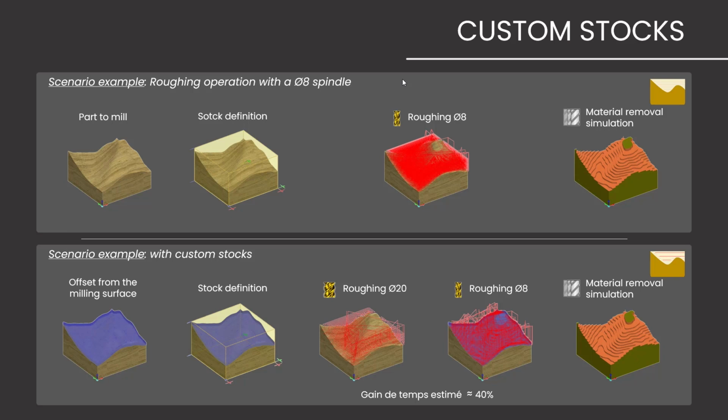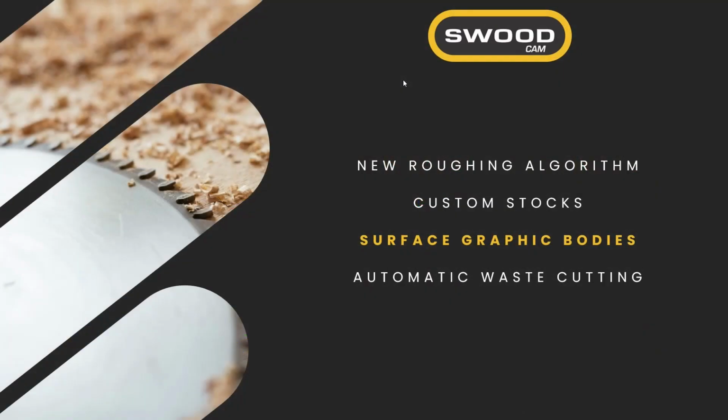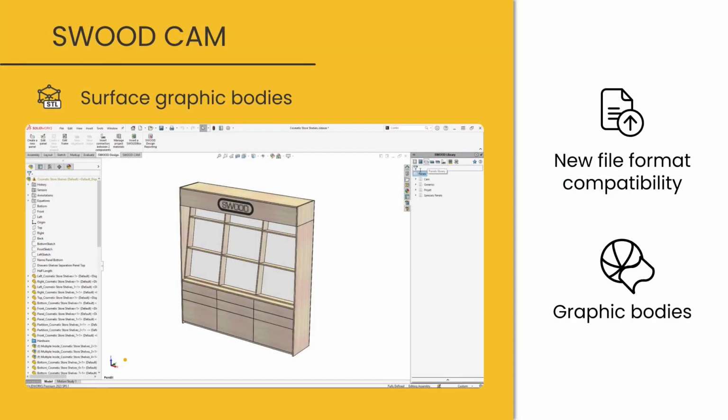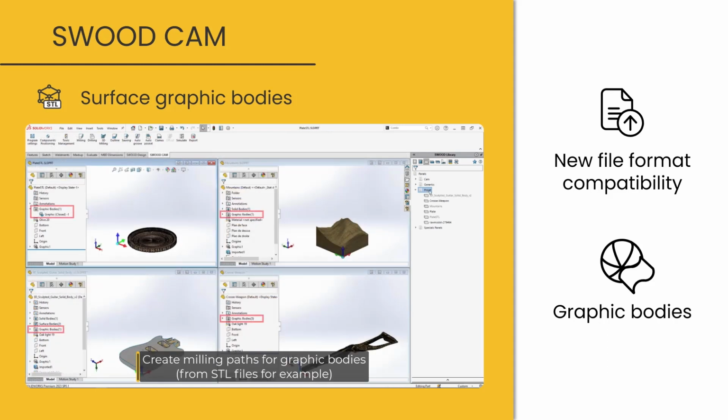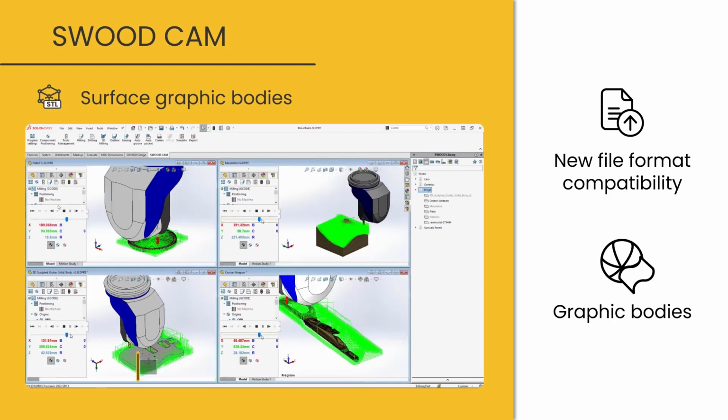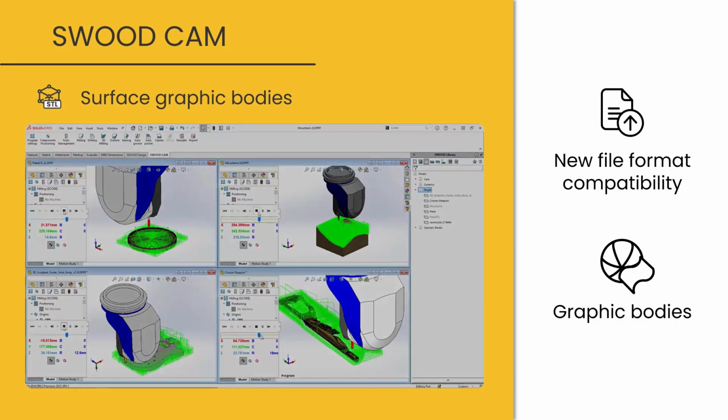To add other possibilities on the 3D roughing and surface milling, we added the possibility to mill graphic bodies. Using graphic bodies offers the possibility to mill an STL file without any conversion in SOLIDWORKS. A lot of designs are now compatible with SWOOD without any manual modification.